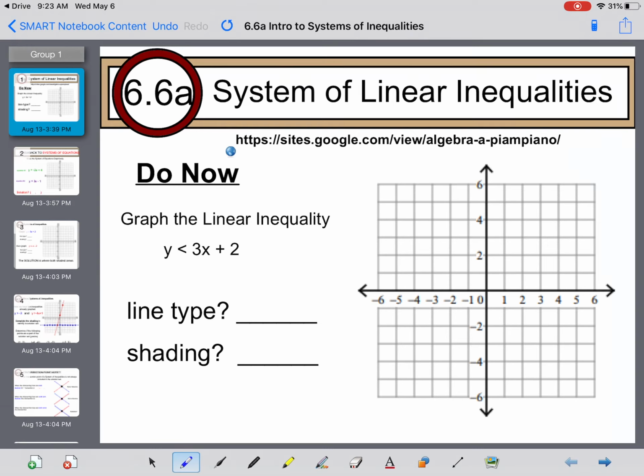Alright everyone, this is 6.6a, System of Linear Inequalities. We're going to build on the skills from yesterday's lesson into today. So let's revisit what we did yesterday.